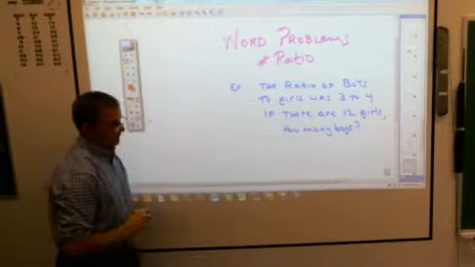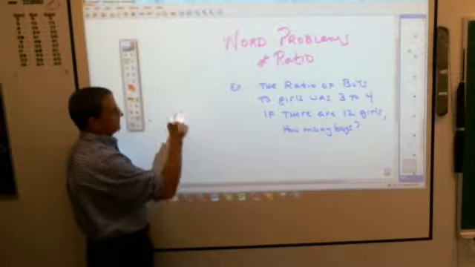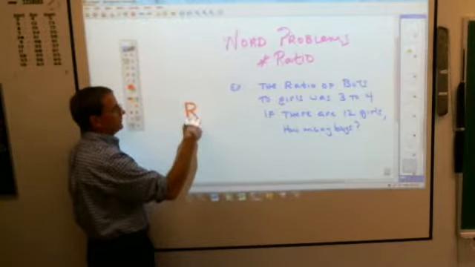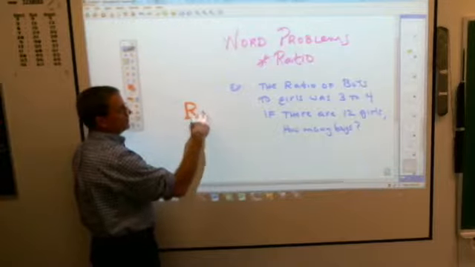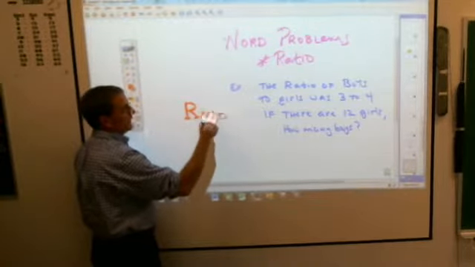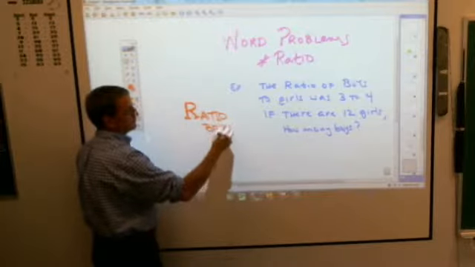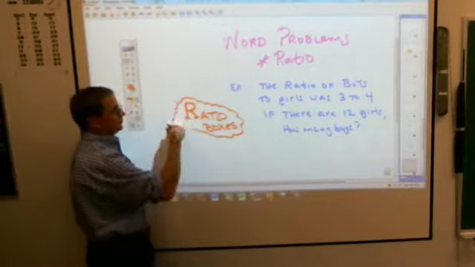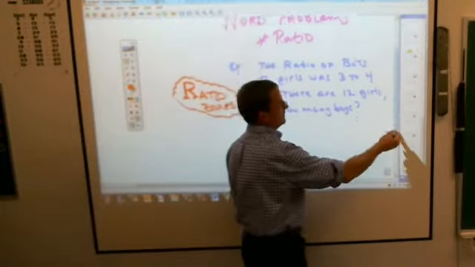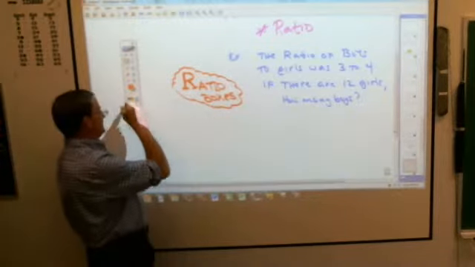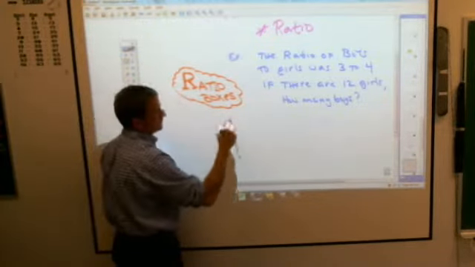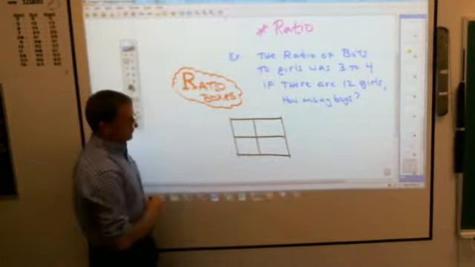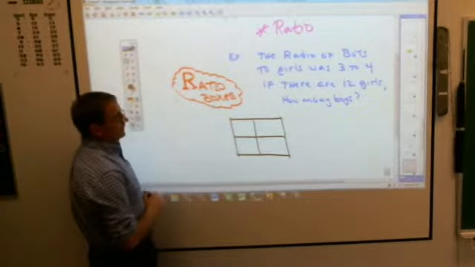In order to solve this, write in ginormous letters, you are going to use ratio boxes. Just like eventually we'll use percent boxes, we'll do fraction boxes, it just helps you stay organized. And this is what those look like. You take a box, cut it into 4 pieces, and you label them accordingly.